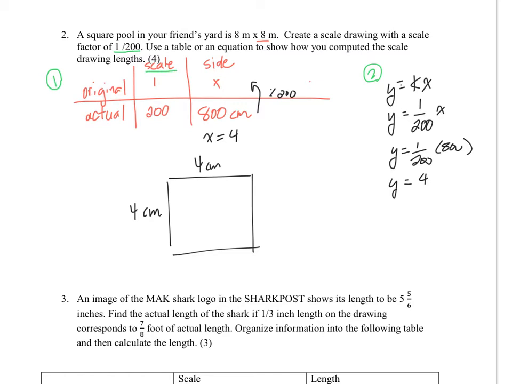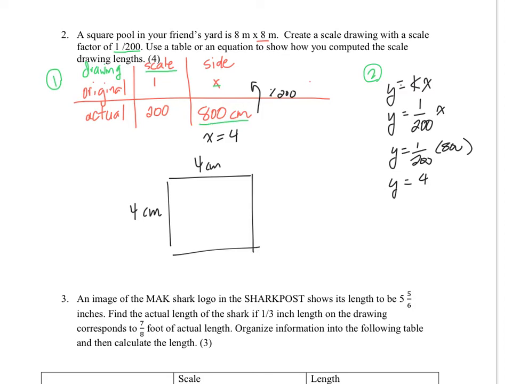So this is a little bit interesting. I go 1 to 200, but the actual is 200 times bigger. So the original, you got to think this is going to be the drawing. If you're kind of wondering what that means, that's the drawing that is going to be for the scale drawing. And then we don't know the length of the side because we're going to calculate that. And then what we know is that the friend's yard is 8 meters. The pool in the yard is 8 meters by 8 meters. So one side is going to be actually 800 centimeters.